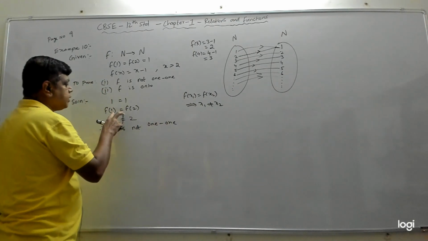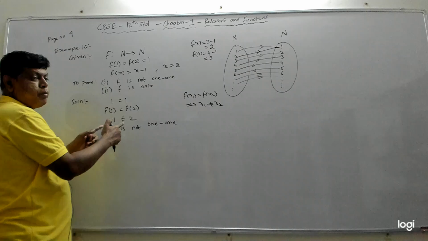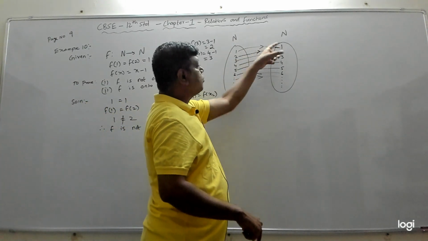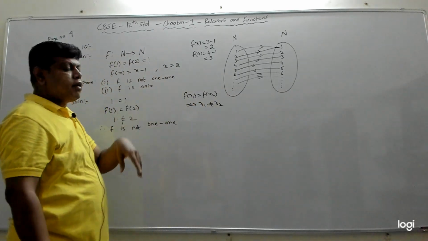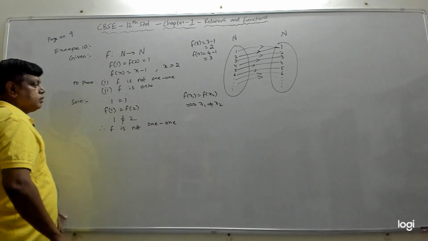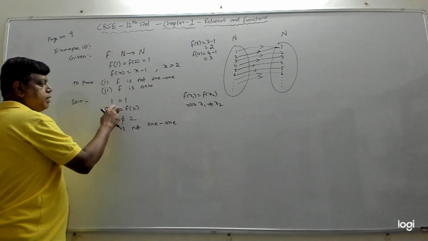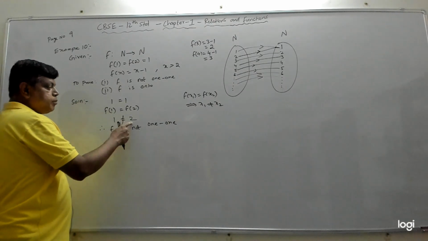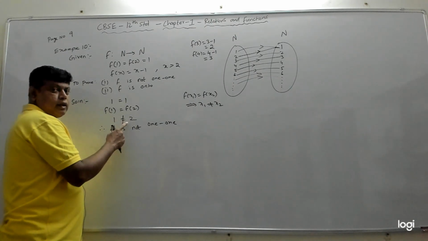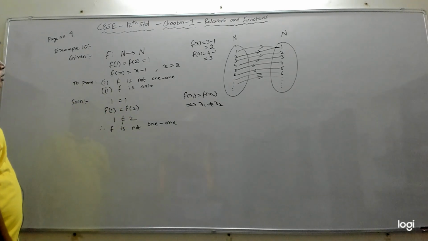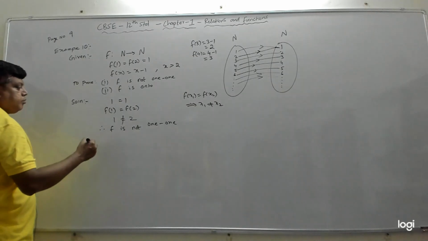Because two different elements, which are 1 and 2, have the same image 1. f of 1 is also 1, f of 2 is also 1. So two different elements have the same image. f is not 1 to 1 because the image is the same but the elements are not the same. Therefore, f is not 1 to 1.